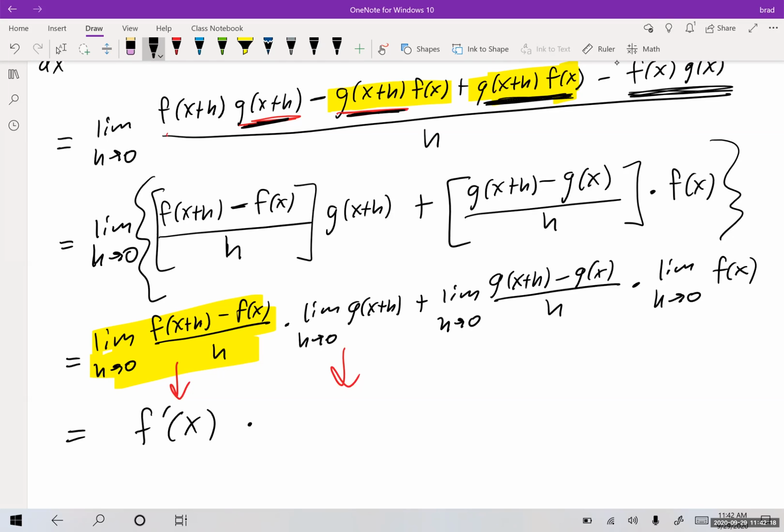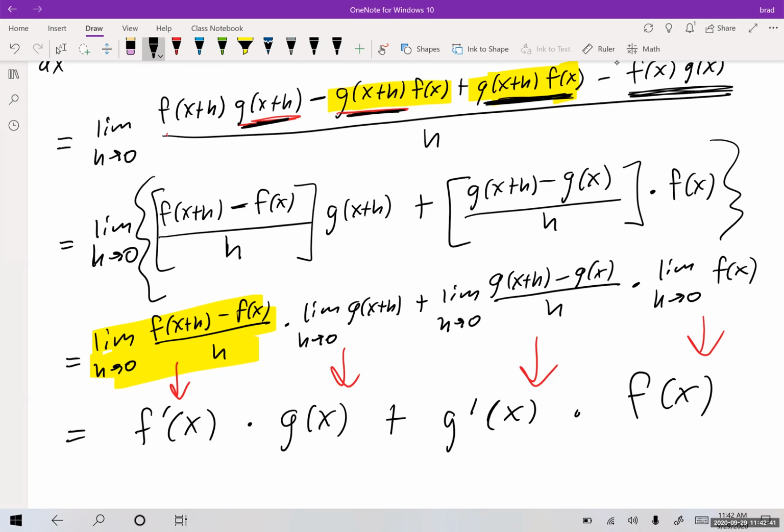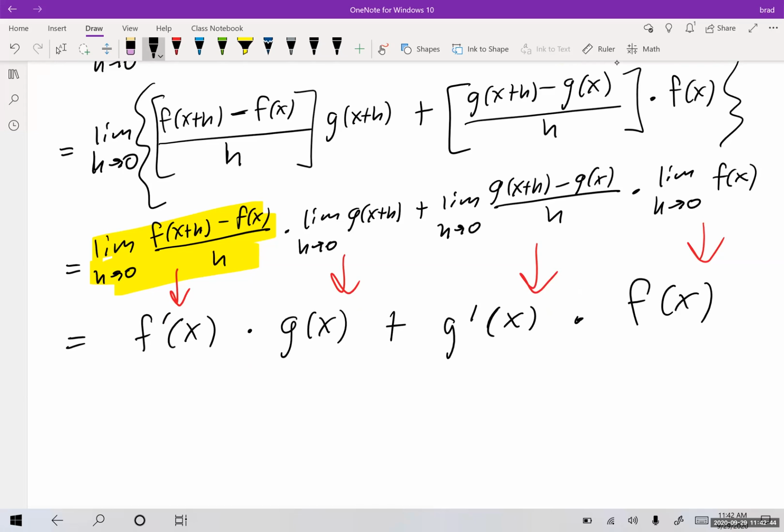So this is going to be times g of x plus, now this should once again look familiar to you guys. This will become g prime of x. And then this will become, well, it has h approaching 0, but it's just of f of x, so it'll just become f of x. Okay, so we now have our final answer. Let me just rewrite it smaller.